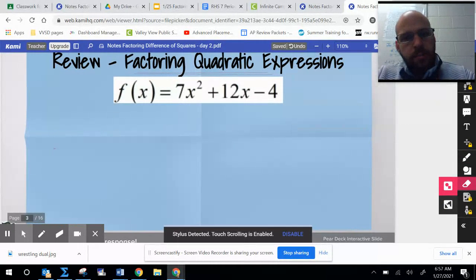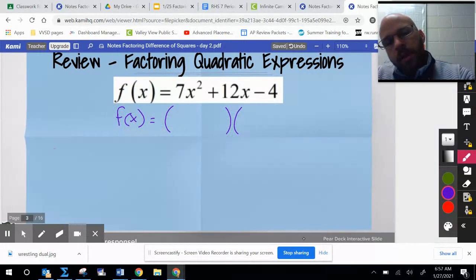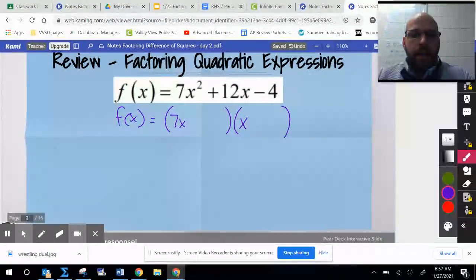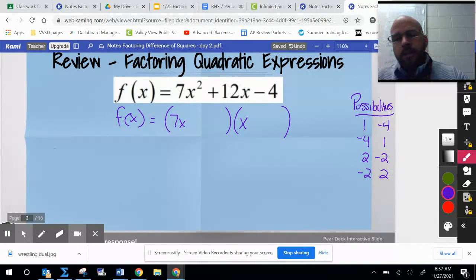Let's get this pen working. If I have a function, I'm going to break up a quadratic into a product of two smaller factors. So I do that. I'm going to break that 7x squared into just 7x and x. I like to list out all the possibilities for -4. So 1 and -4, -4 and 1, 2 and -2, -2 and +2.